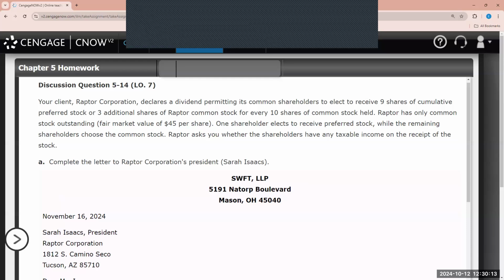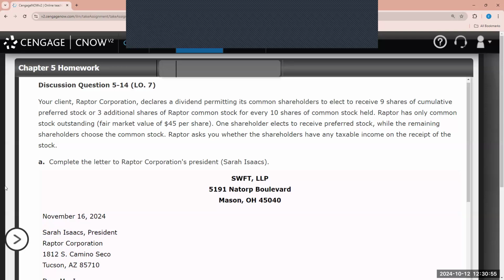Next, it asks us to complete the letter to Raptor Corporation President Sarah Isaacs. Your client, Raptor Corporation, declares a dividend permitting its common shareholders to elect to receive 9 shares of cumulative preferred stock or 3 additional shares of Raptor common stock for every 10 shares of common stock held. Raptor has only common stock outstanding, fair market value of $45 per share. One shareholder elects to receive preferred stock while the remaining shareholders choose the common stock. Raptor asks you whether the shareholders have any taxable income on the receipt of the stock.